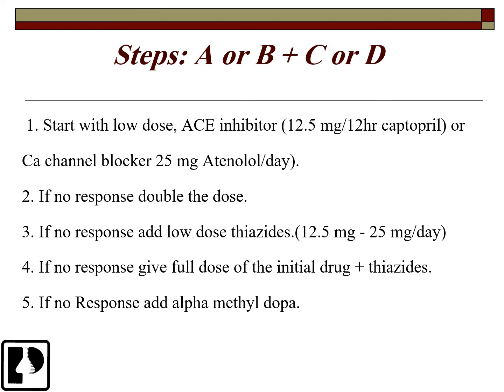12.5 milligram to 20 milligram per day. If no response, give the full dose of the initial drug plus thiazide. If the patient does not respond, we can add alpha methyldopa or an alpha blocker till we reach control of the blood pressure. So we increase gradually and use the drugs according to the response of the patient. Thank you.